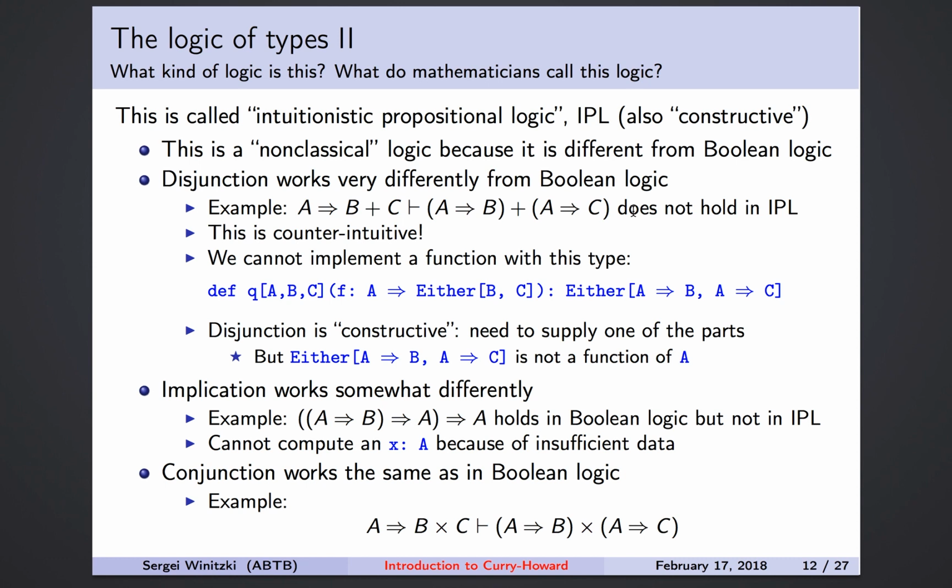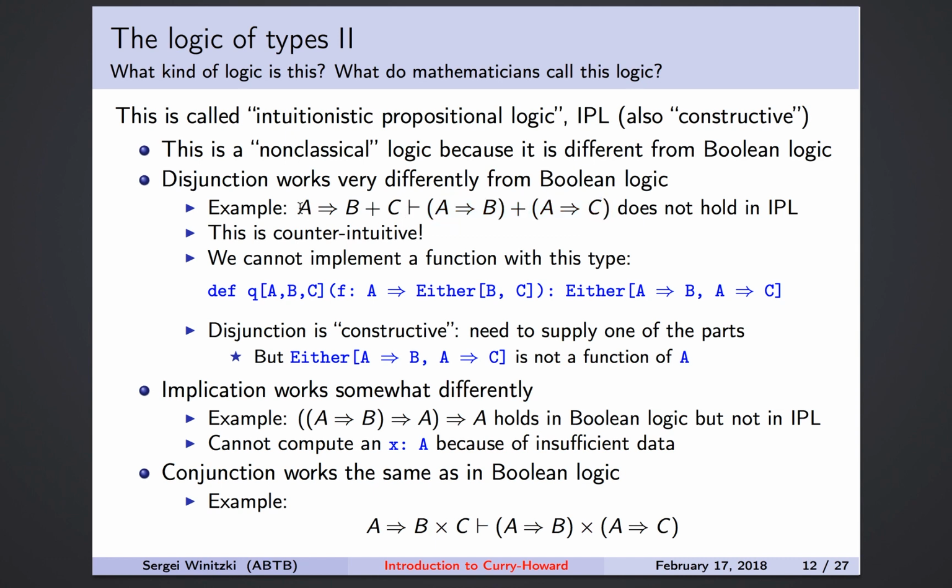But this does not hold in the intuitionistic logic, or the logic of types. Well, why does it not hold? That's counterintuitive. Well, in fact, there is very little that's intuitive about this so-called intuitionistic logic. Actually, we need to think differently about this logic. We need to think, can we implement an expression of this sequent? So implementing it would mean, if we're given this expression, we can build an expression of this type.